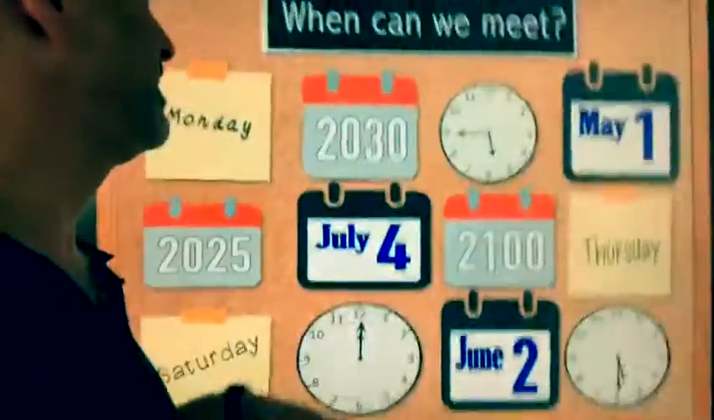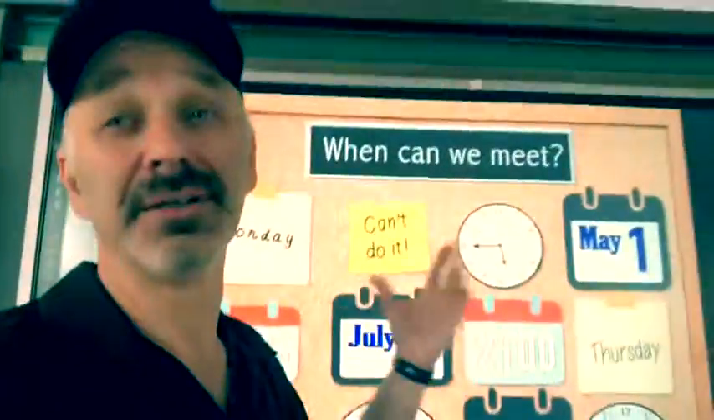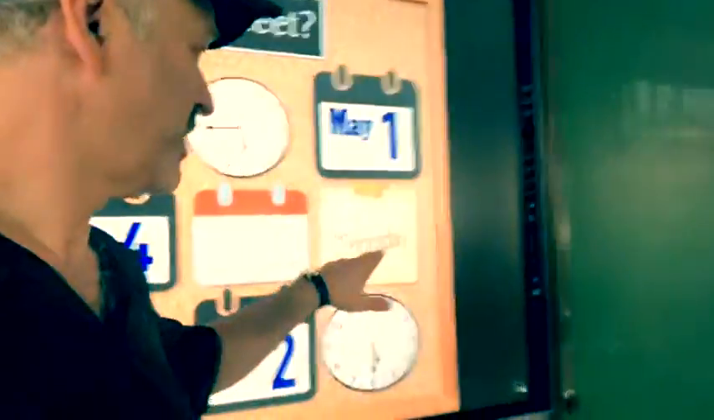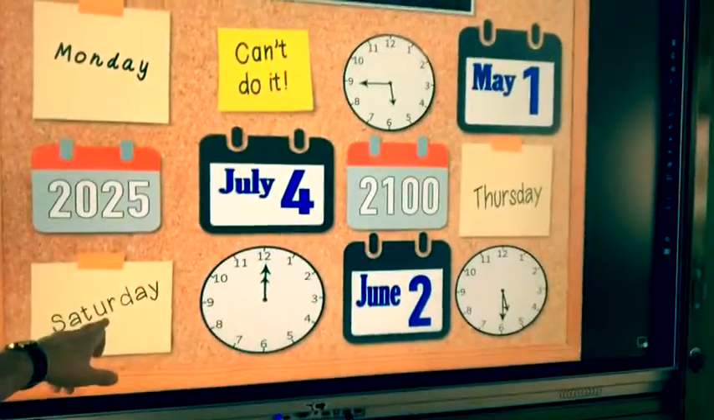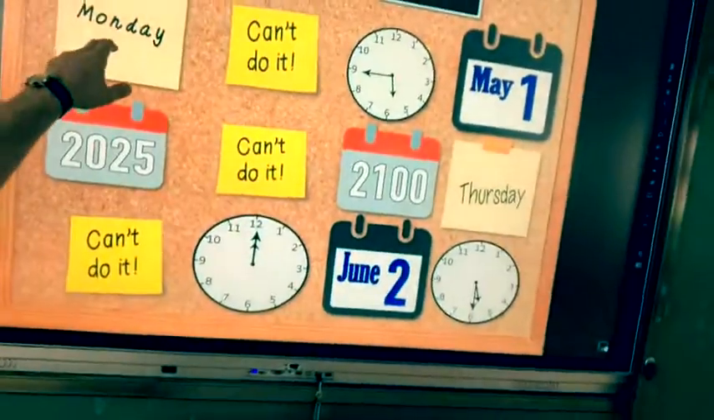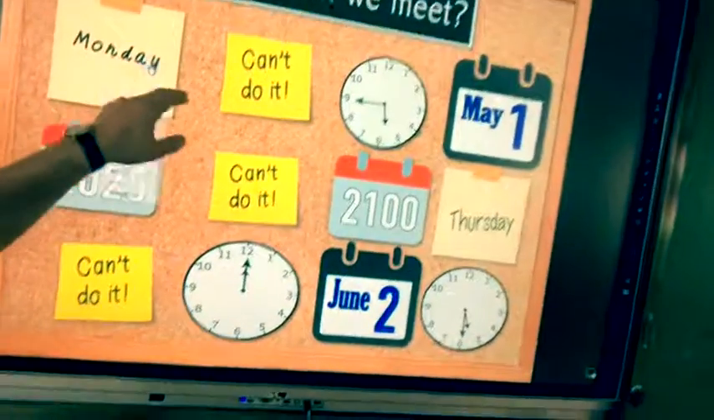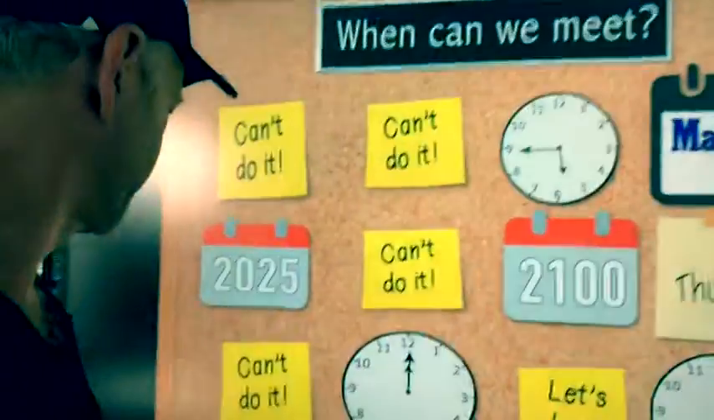And I go around. I start off, when can we meet? When can we meet? And you say, we can meet in 2030. Can't do it, so no chance. So we don't get to play the game. When can we meet? We can meet on June 2nd. Go back. This is working good. When can we meet? We can meet on Saturday. Can't do it. We can meet on July 4th. Can't do it. We can meet on Monday. Can't do it. We can meet on June 2nd. Let's do it. All right, so you're looking for let's do it. And whoever gets let's do it, there's a couple more on here. They get to play the game.